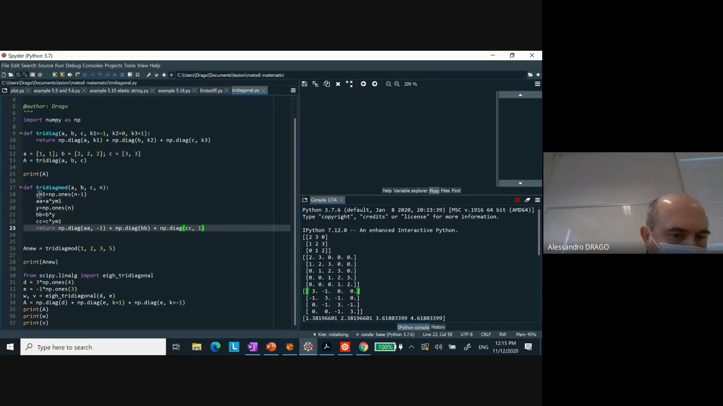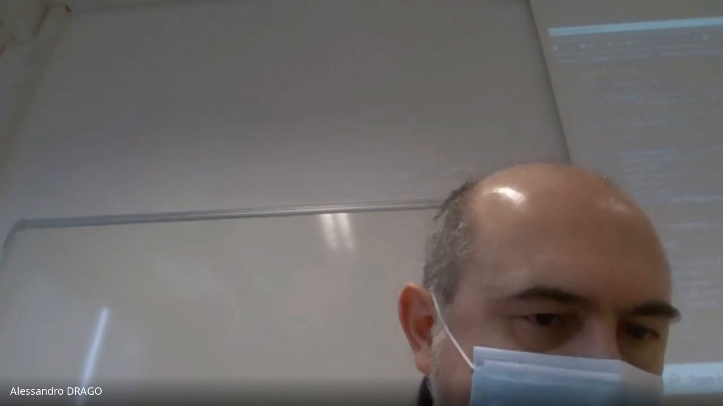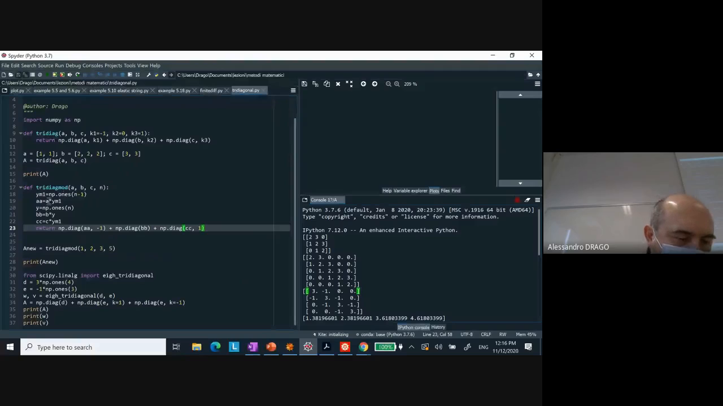Y minus 1, this was the offset, is an array with range n minus 1, containing n minus 1 elements. And if I take an array and multiply it by a scalar a, a number, I get an array with the same length, but where each of the elements is multiplied by a. And similarly I did for B and for C.